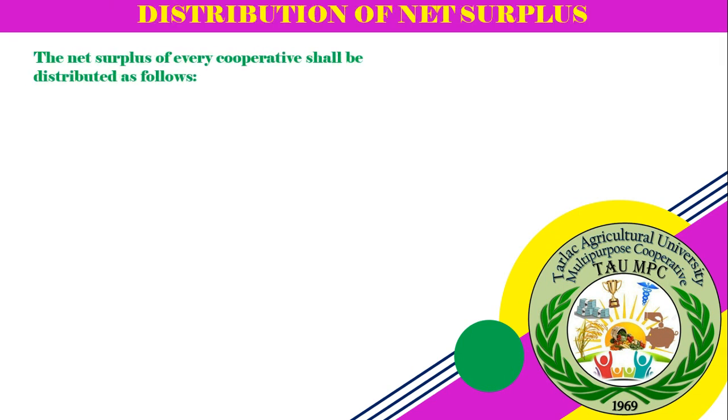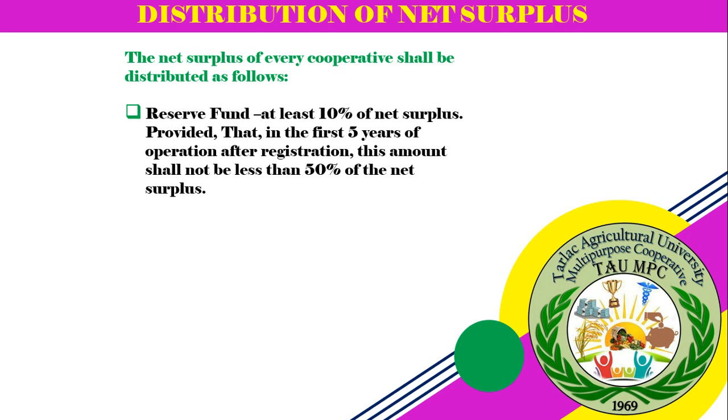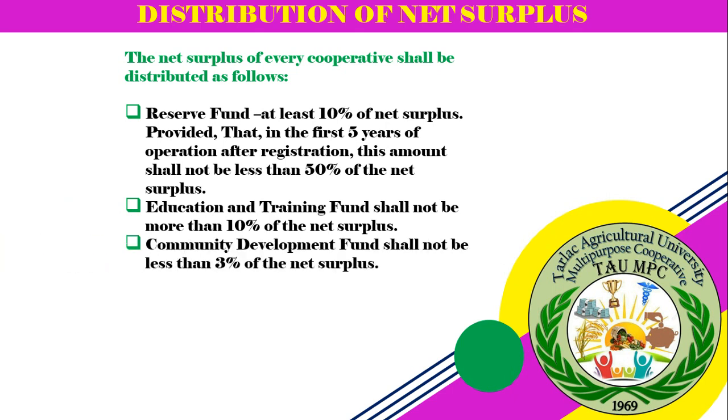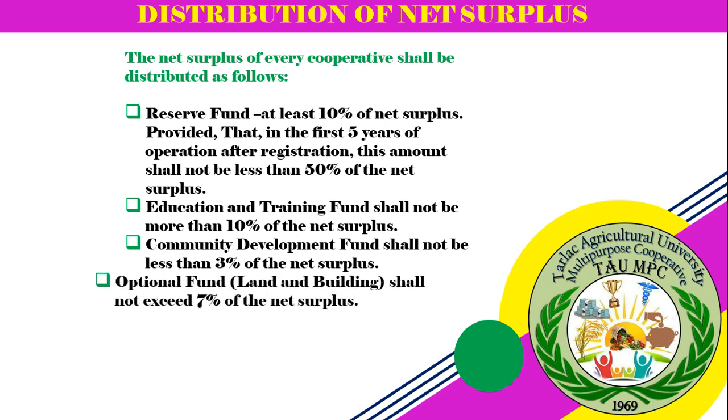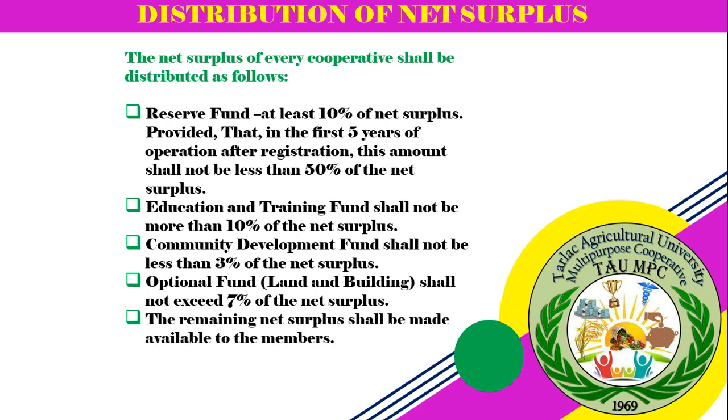Distribution of net surplus. The net surplus of every cooperative shall be distributed as follows. The reserve fund at least 10% of net surplus, provided that in the first 5 years of operation after registration, this amount shall not be less than 50% of the net surplus. Education and training fund shall not be more than 10% of the net surplus. Community Development Fund shall not be less than 3% of the net surplus. Optional Fund, land and building shall not exceed 7% of the net surplus. The remaining net surplus shall be made available to the members.